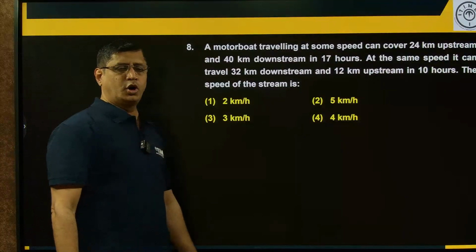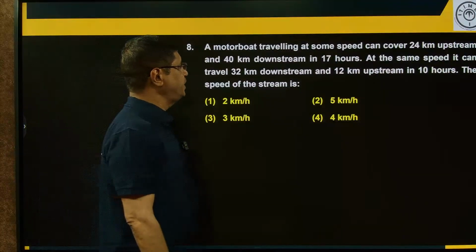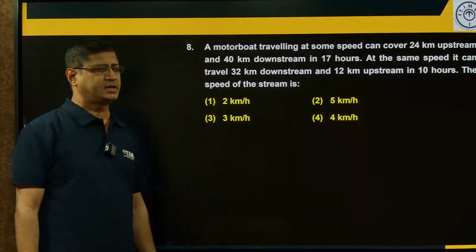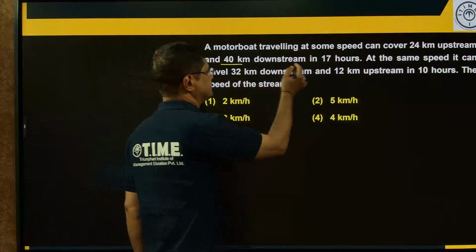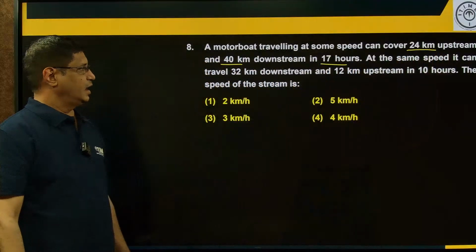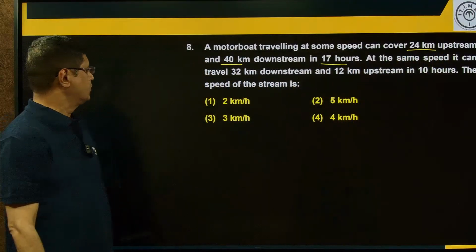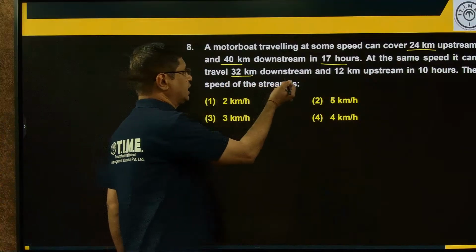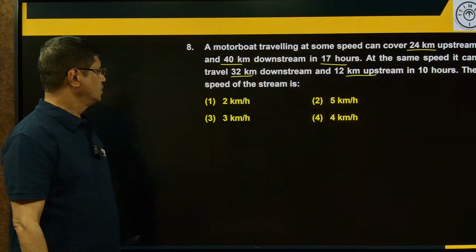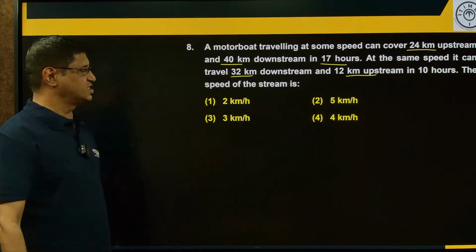A motor boat traveling at some speed can cover 20 km upstream and 40 km downstream in 17 hours. At the same speed, it can travel 32 km downstream and 12 km upstream in 10 hours. The speed of the stream is.